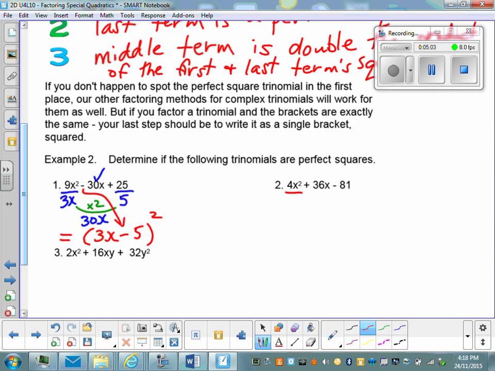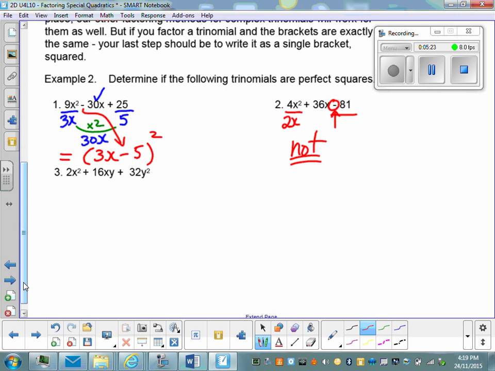Now we're looking at this one. 4x squared is a perfect square. The square root of that is 2x. Uh-oh. Because that's a negative 81, we can't take the square root of that. So this is not a perfect square trinomial. Today in class we discussed how we always want to check for a common factor first. And here's a situation where that comes up because 2 will divide into every term here. So I'm going to factor out the 2. And then we'll see what's going on in the bracket.